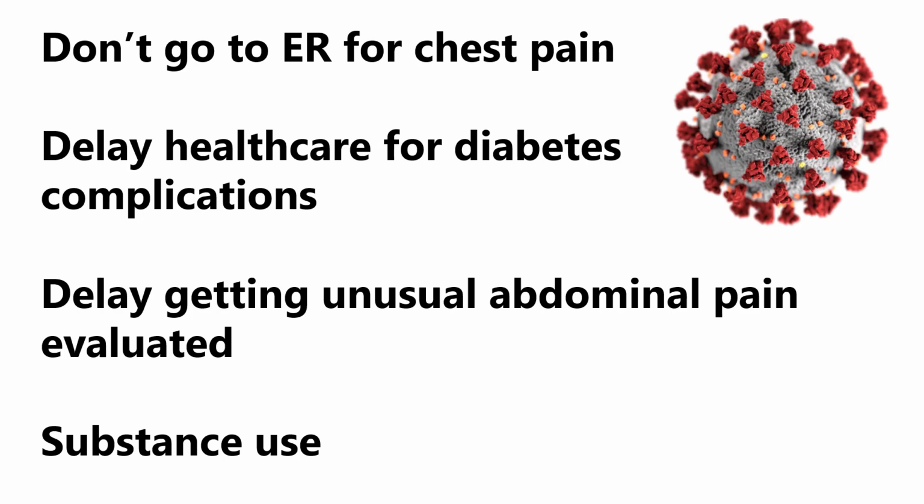They might have delayed their health care for diabetes-related complications. They might have delayed getting unusual abdominal pain evaluated, and it could have been a tumor that was aggressively spreading, right? So there's a lot of reasons in addition to the increased substance abuse overdose deaths that we experienced. So these are the other reasons, right?